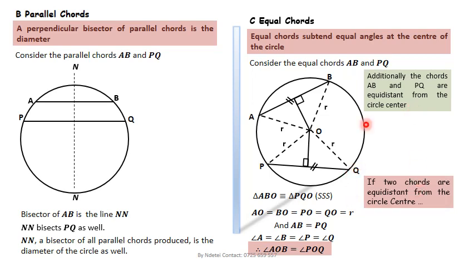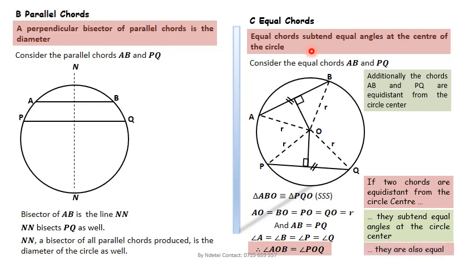Now we can say this statement in the opposite way, or just in another way, that if two chords are equal distances from the circle center, then they subtend equal angles at the center of the circle, and they are also equal.